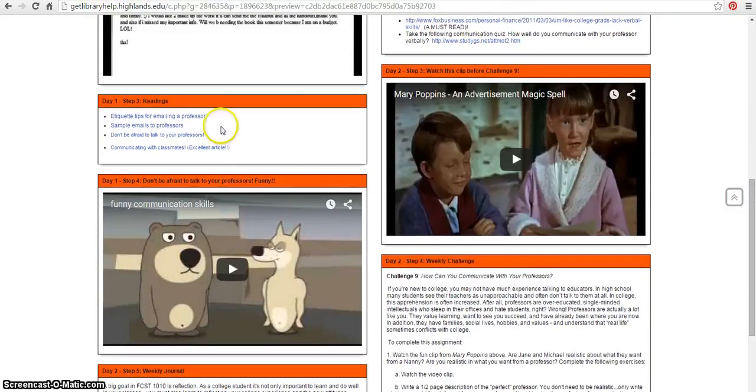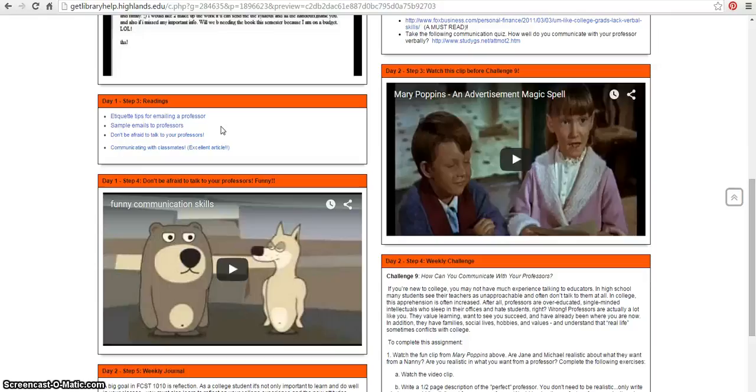Step 3 is etiquette for emailing a professor. There are sample emails. Don't be afraid to talk to professors. Just because they have a higher degree than you do at the moment doesn't mean that they are above you. I like to think of myself as, I've been where you've been. I would show you the same respect that I want you to show me when you're referring to me, and that is face-to-face or in an email.